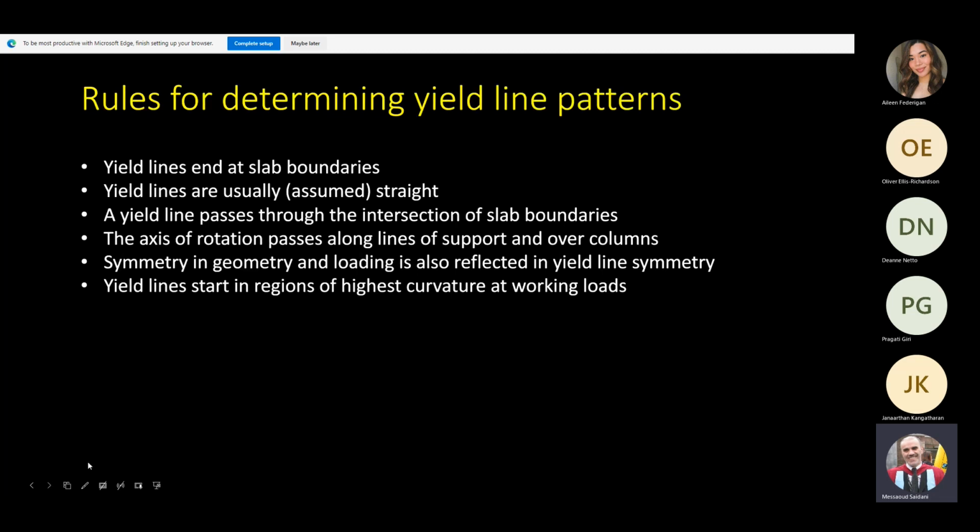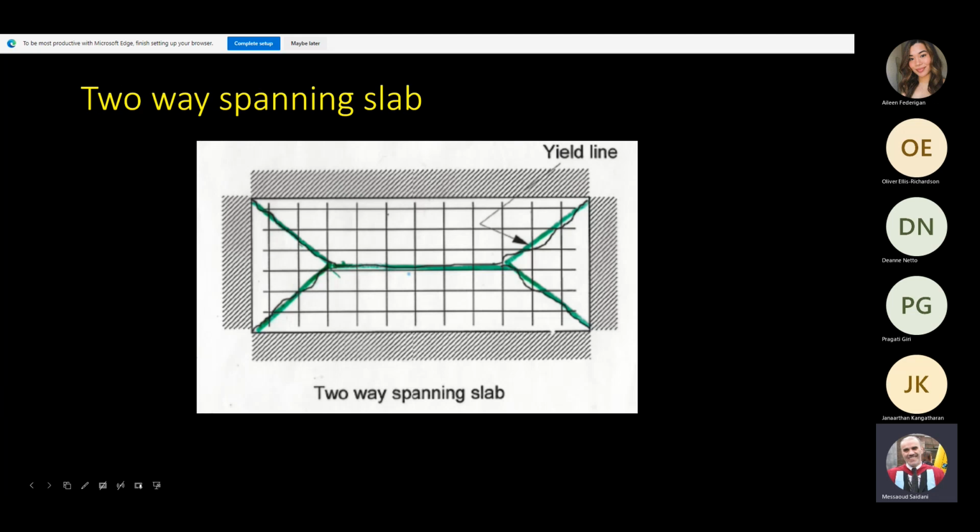Finally, yield lines start in regions of highest curvature. So the yield lines will start in regions or points of highest curvature. You see here. Where is the highest curvature for this slab? Where is the highest curvature?